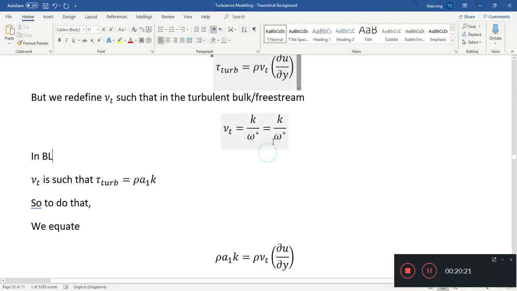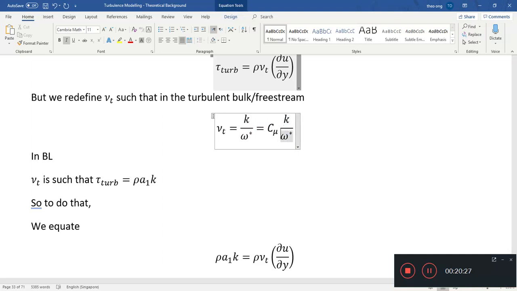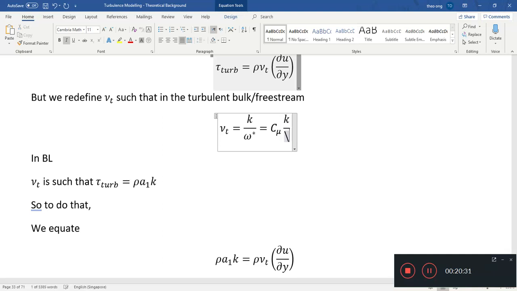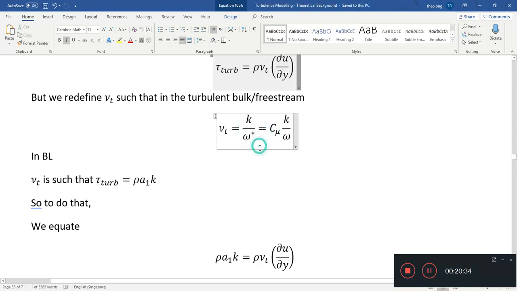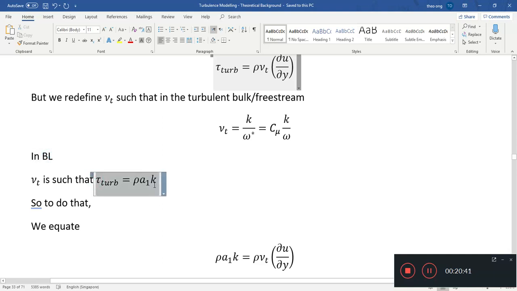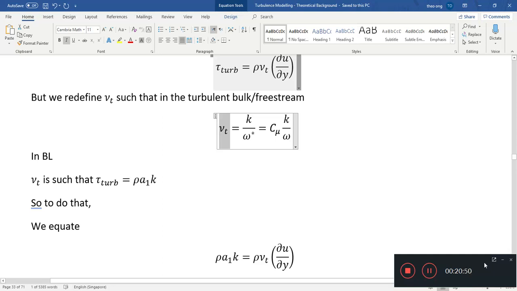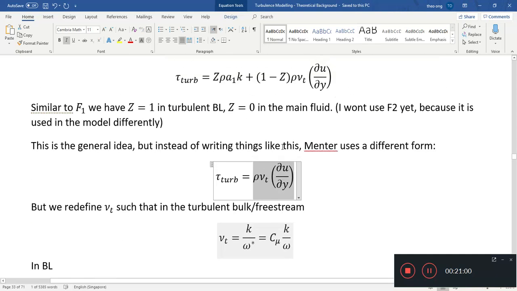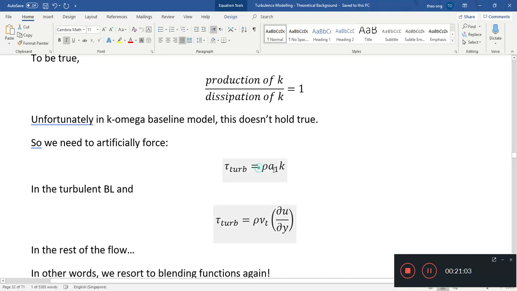In the free stream, we will have our standard K-Omega formulation of this turbulent viscosity. But in the boundary layer, we need the turbulent viscosity to equal rho a1 K. To find the value of the turbulent viscosity that does that, we do some simple substitution. We equate this tau turbulent to this tau turbulent, and then we solve for nu t.